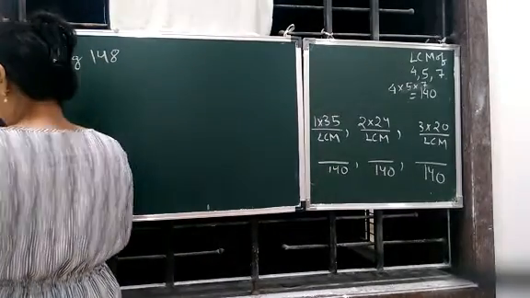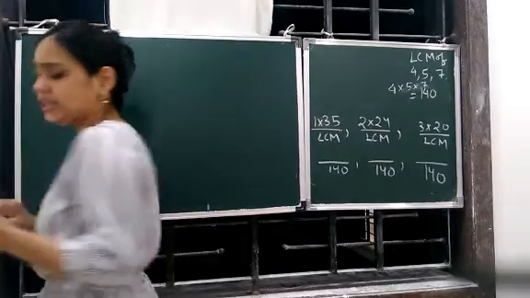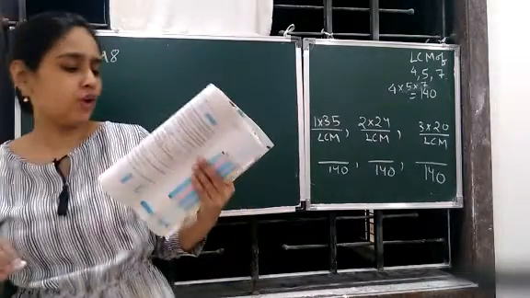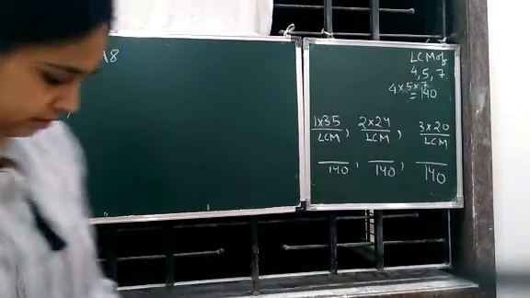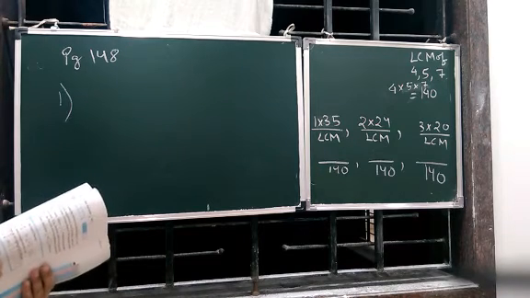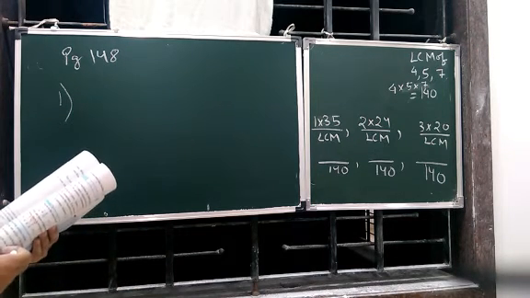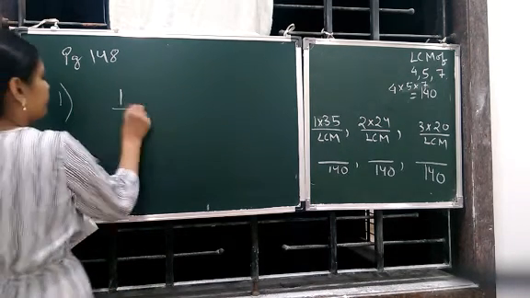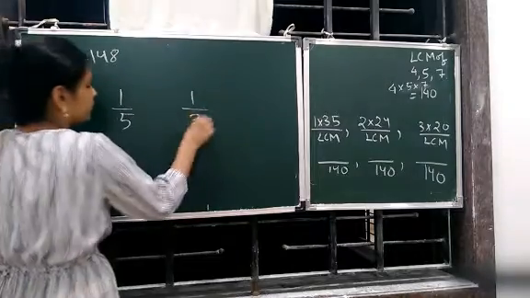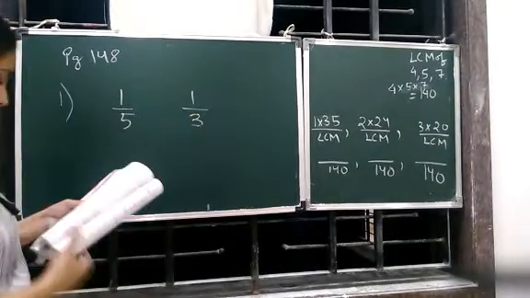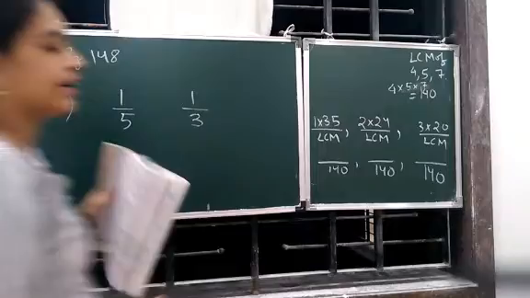Page 148. Try These. You get 1/5 of a bottle of juice and your sister gets 1/3 of the same. You get 1/5 and your sister gets 1/3. Who gets more? Who is getting more?